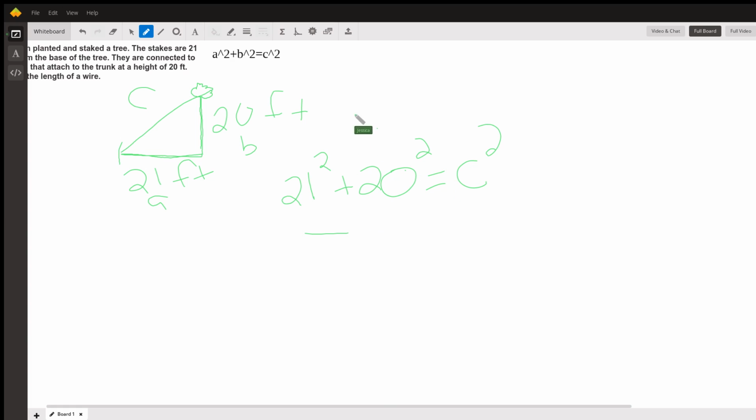We can figure this out. So 21 squared is 21 times 21, which is 441, plus 20 squared, which is 400. That's going to equal 841. But this has already been squared, right? So we actually have to find the square root of 841, which, if we put that into a calculator, will give us 29. So C will equal 29 feet, which is the length of the wire.